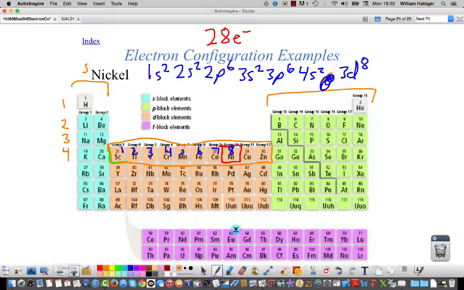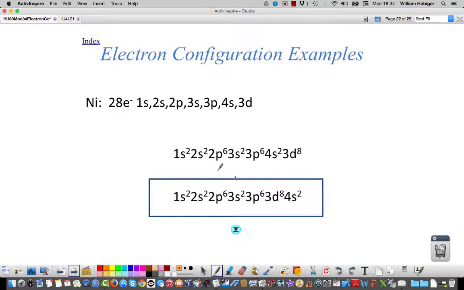However, once I get that, I want to rewrite it so that all my 3's are together in S, P, D, F order. Okay? So that's how you do electron configuration.